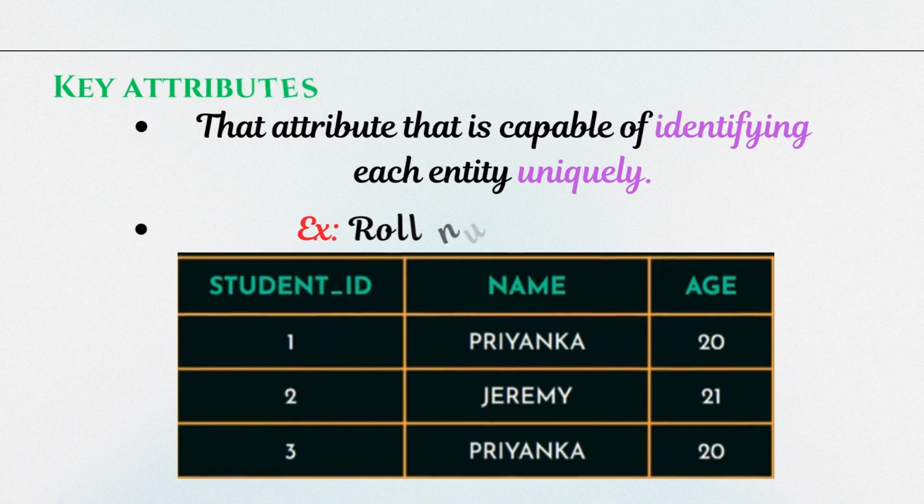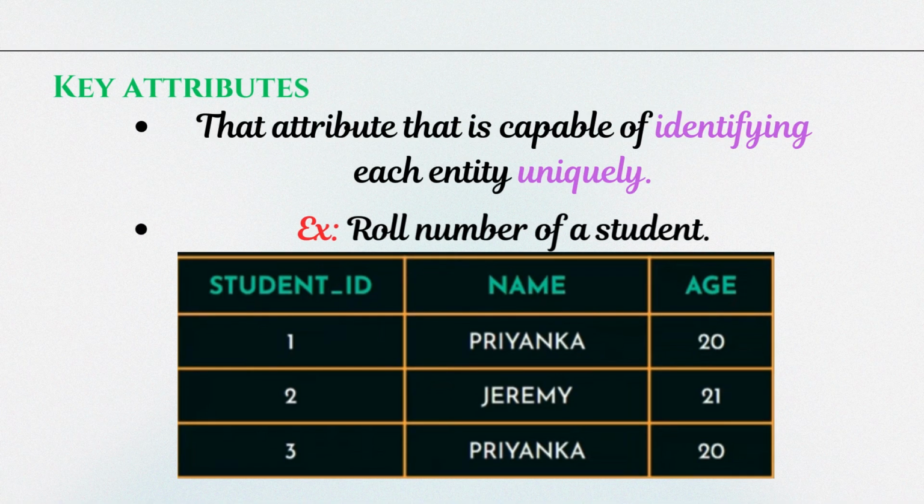Next, let us see what a key attribute is. A key attribute of a particular entity type is the attribute that is capable of identifying each entity uniquely. For example, the roll number of a student. Now in this table with entity type student, I have two students with the same name and also the same age. If I have to identify this particular student uniquely, I can identify her by her student ID or roll number, because no two students can share the same roll number in a particular class. So the attribute roll number or student ID is a key attribute to identify a student uniquely.